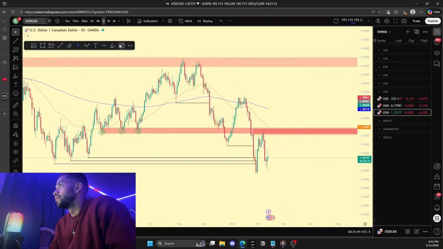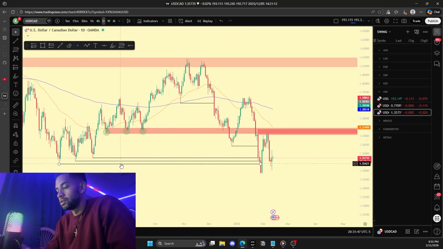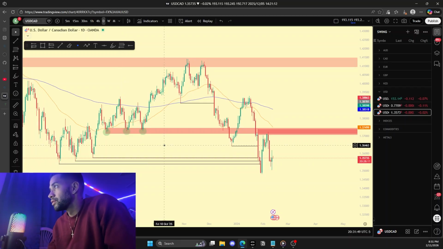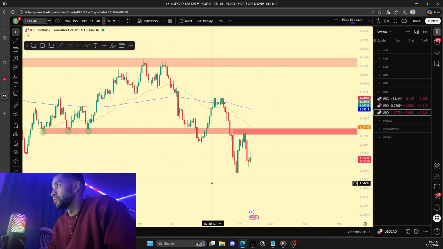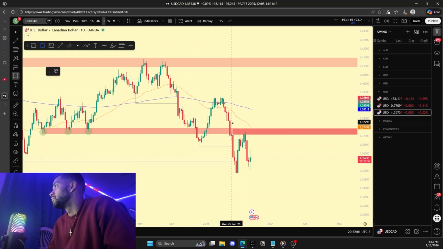Price then finally does break below, comes back up, but then it breaks below in an aggressive way. It takes out all of these lows that I marked to the left. Takes out 3 previous lows. So that was a strong confluence for me. And then we have our daily supply just marked out here. I'll mark that out a little bit better here.